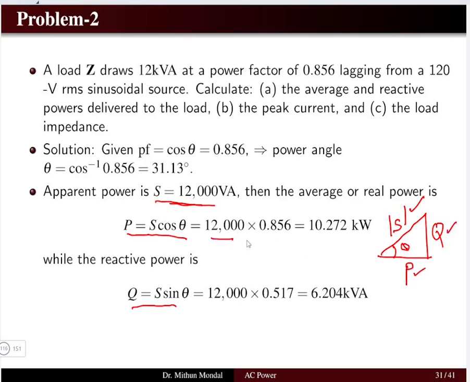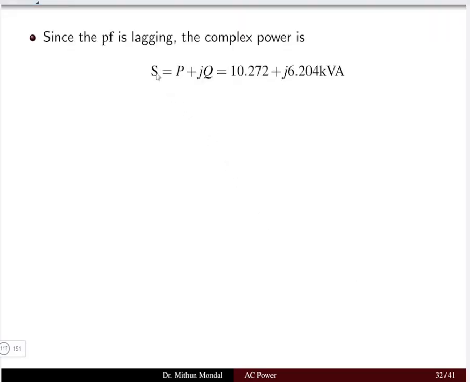So 12 kVA multiplied by the power factor, cos theta, will give you the real power. Note down the unit, it is in kilowatts. 12 kVA multiplied by sine theta will give you the reactive power. Note down the unit, it is in kVAR, kilovolt ampere reactive. Now the complex power S can be written as P plus jQ.